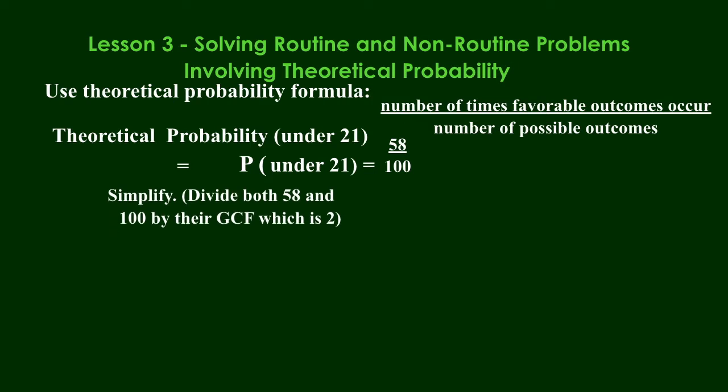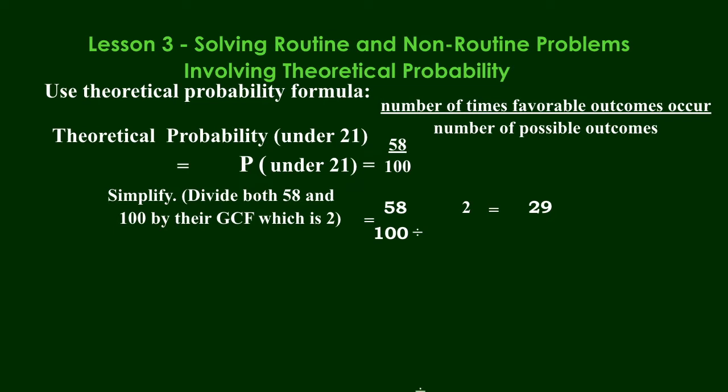Next, we have to simplify. Divide both 58 and 100 by their GCF, which is 2. So 58 divided by 2 is equal to 29. 100 divided by 2 is equal to 50. So the probability under 21 years old, we have 29 over 50.